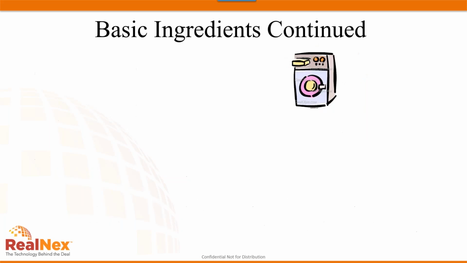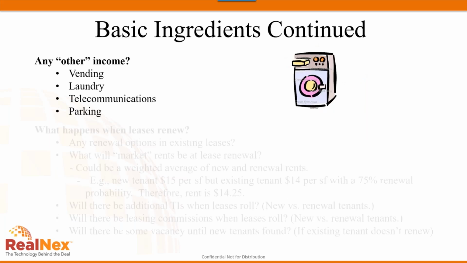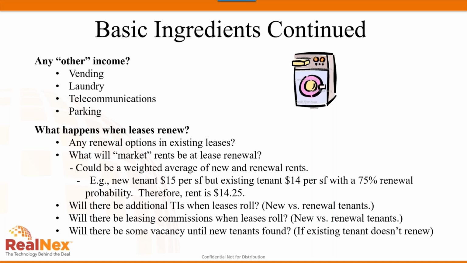So I'm sure several of you are interested in that. You want to make sure that any property management fees are taken into consideration, that there could be expense pass-throughs. There could be some other income: vending, laundry, telecommunications, parking. So that would be part of the inputs that we need.